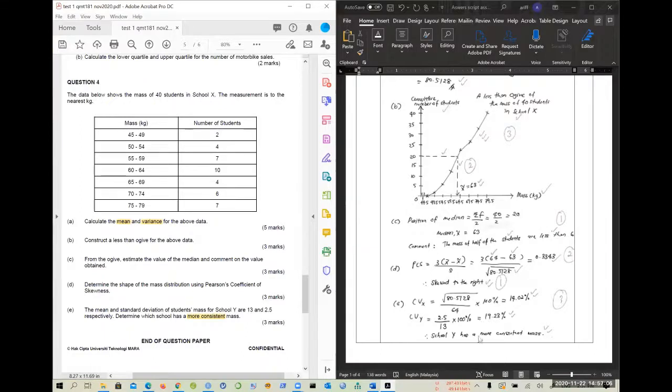Okay, so this is wrong. This is X actually, not Y. Dia punya X tu nampak macam Y. Okay, school X has a more consistent mass. So that is the solution. Let me check the answer over here.